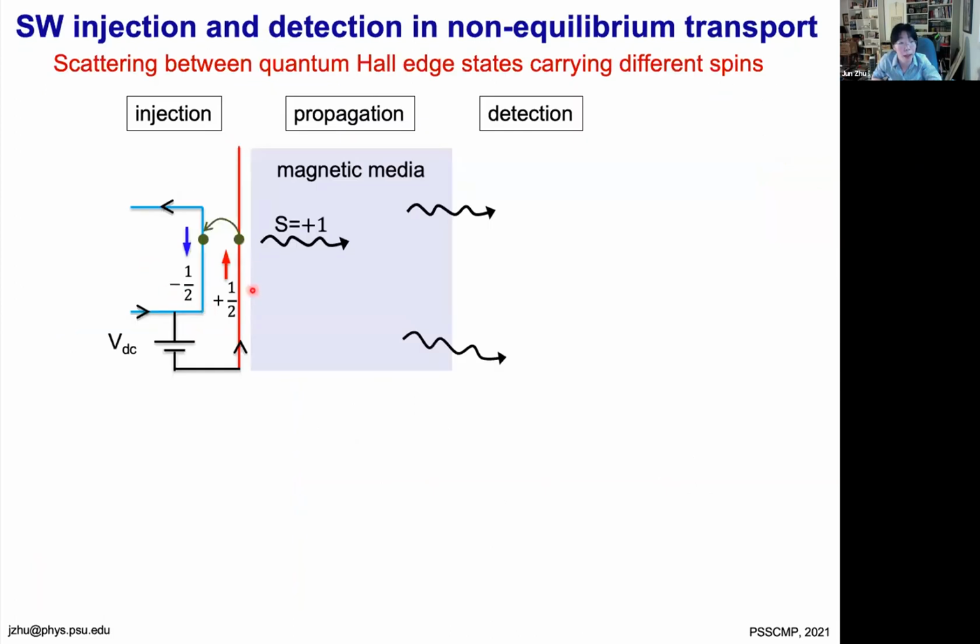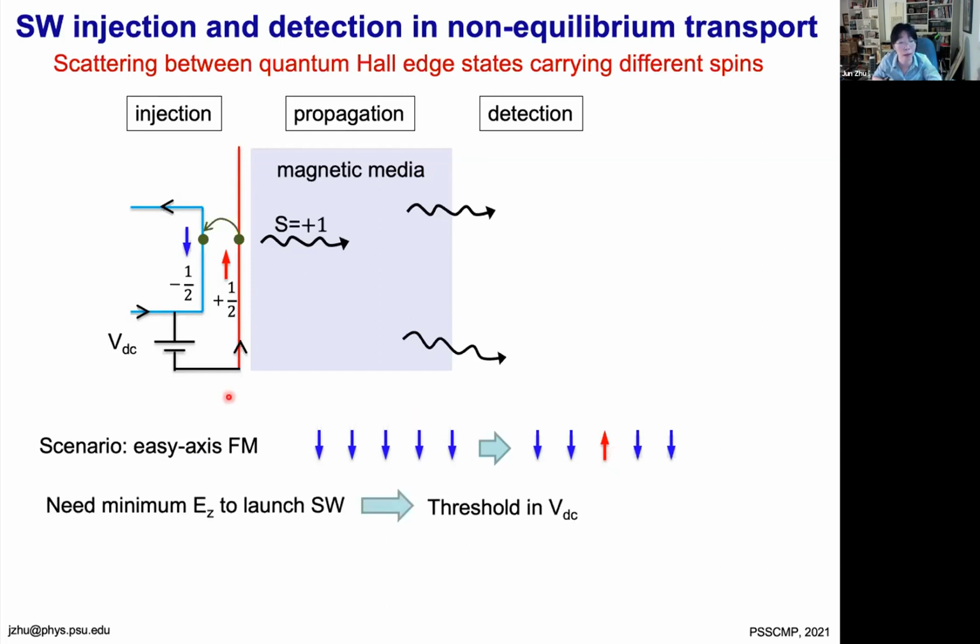We inject the spins by scattering between quantum Hall edge states that carry different spins. As I show over here, if an electron jumps from the spin up to the spin down, the excess angular momentum has to go away, and that's carried away by an S equals +1 magnon into the nu equals 0 region, or any other region we want to study. For example, if we're studying an easy-axis ferromagnet, because the spins are pointing one direction and the excitation costs the Zeeman energy, we have to put a DC bias between these two, and there is a threshold in the DC bias that pays for this energy.